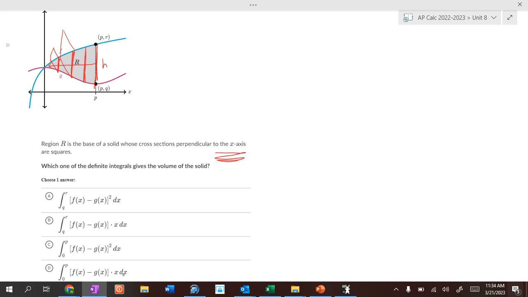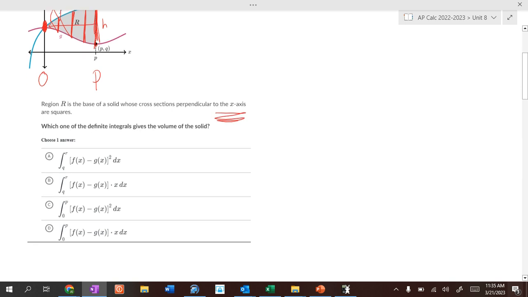So we're going to find the distance from here to here. Well, what is the x value of this point right here? The x value of it. This point right here. 0. What's the x value of this point here? P. So we're going to go from 0 to P with ours. So it's either this one or this one.